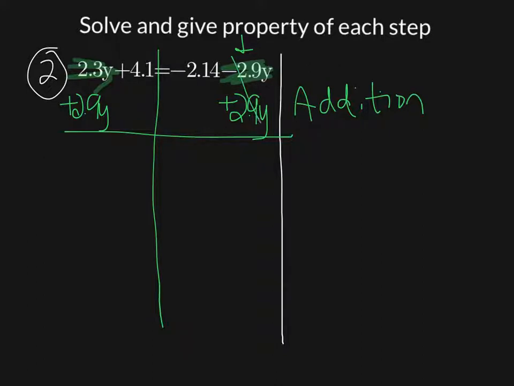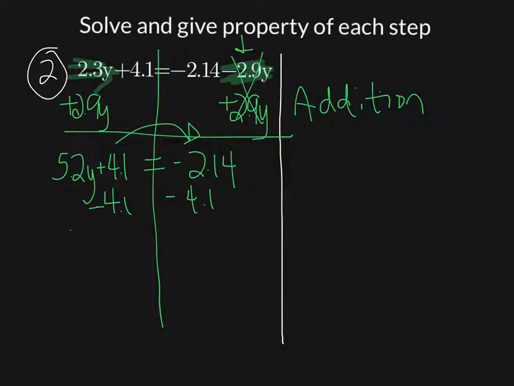Alright, so those cancel, and I have negative 2.14. And then on this side I have 2.3y and 2.9, which gives me 5.2y plus the 4.1. And now, once you get the variables over, it's a two-step equation. So now I need to take my 4.1 and move it to the other side. So I'm going to do the opposite.